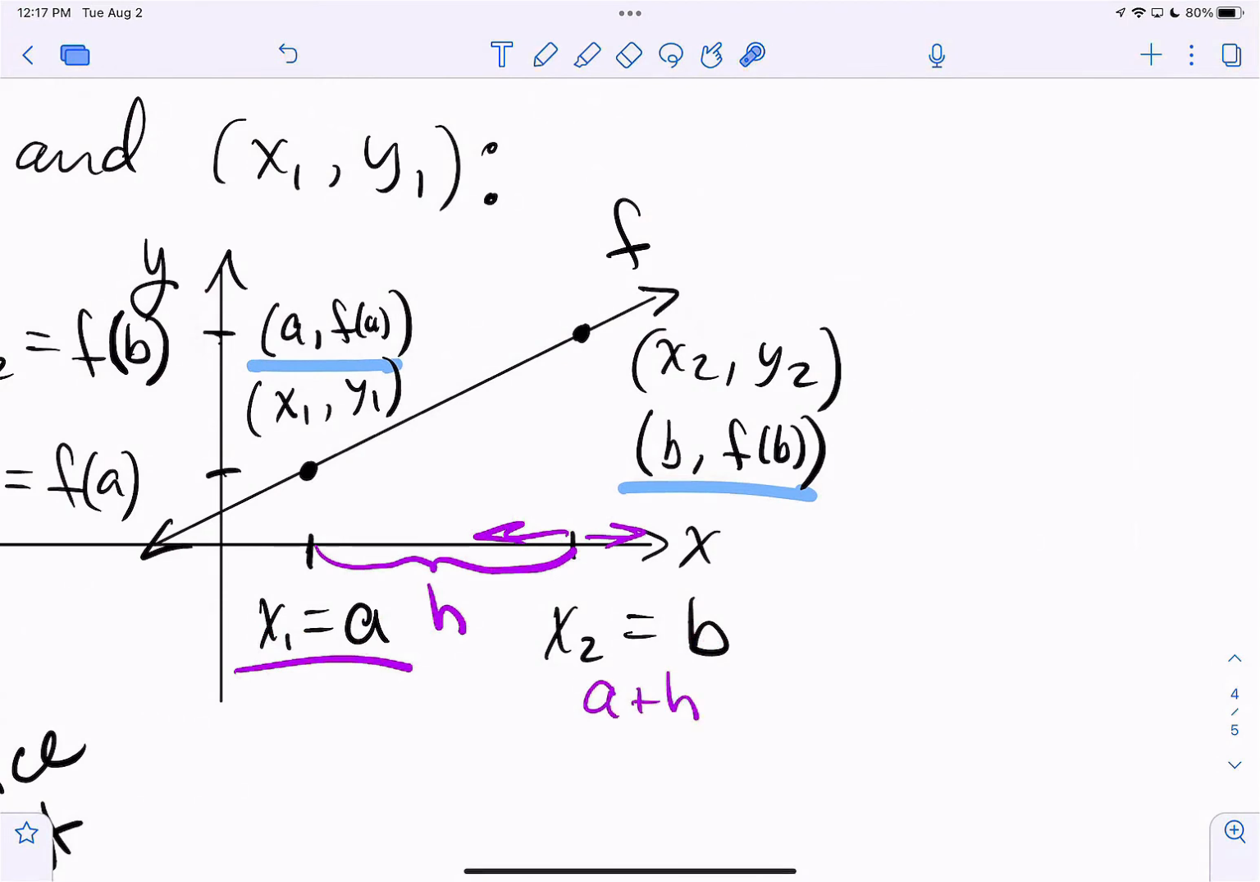And I can let h equal 1/2 or 1/10 or 1/4, and that would give me a different second x coordinate for the point that's on this line, you see. If my x coordinate for the second point is a plus h, then my y coordinate is f at a plus h. And again, it's just another label for the same point, but you see I can now move the second point just by varying h.